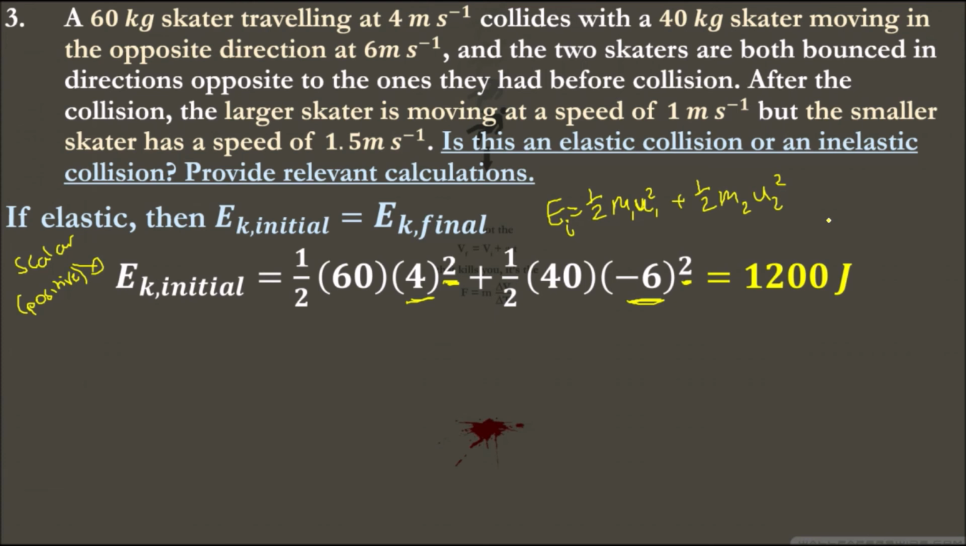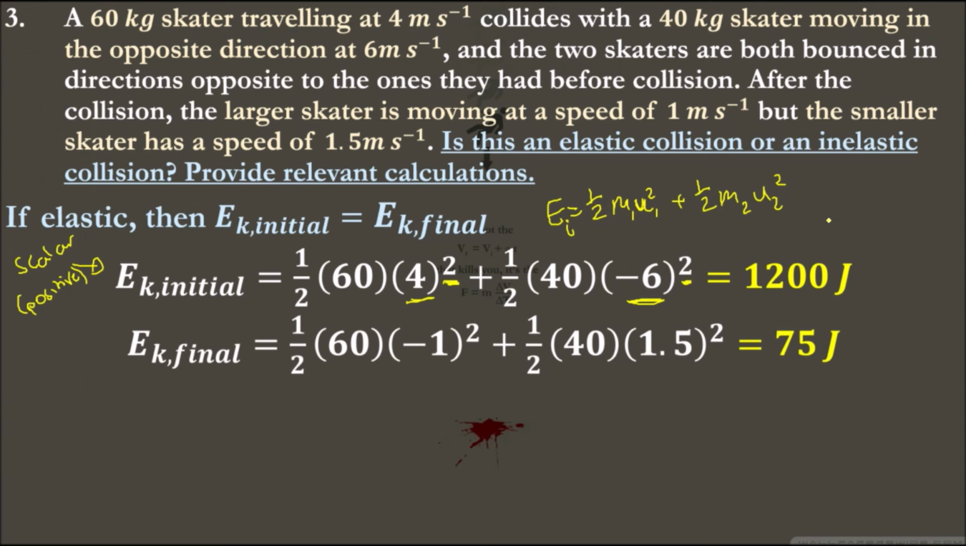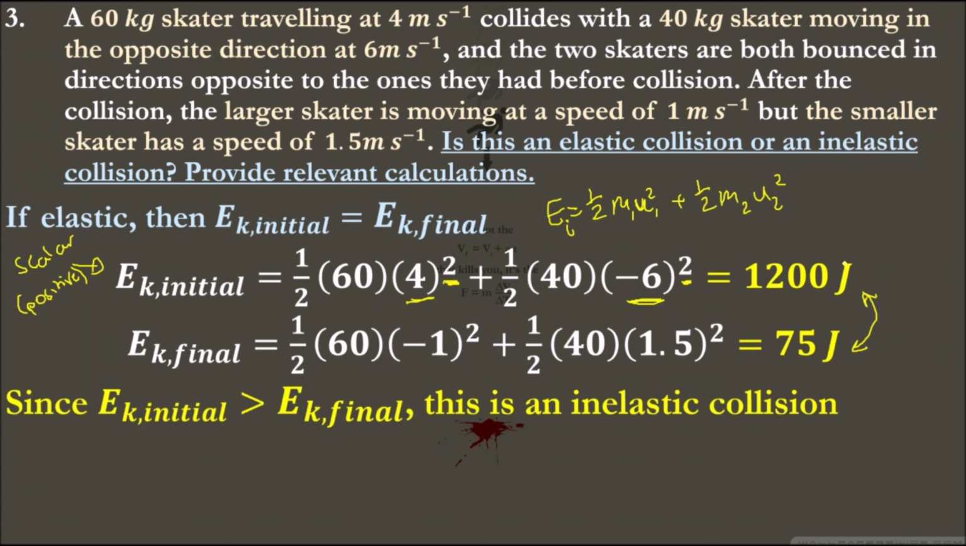If I compare what they have as their final kinetic energy after that collision, this is what we get. The 60 kg skater goes at 1 meter per second in one direction, and the 40 kg skater goes at 1.5 meters per second in the other direction. The total final kinetic energy is 75 joules. Obviously, if we compare the two, they're not equal to each other. The initial kinetic energy is much larger than our final kinetic energy. So therefore, this is an inelastic collision.